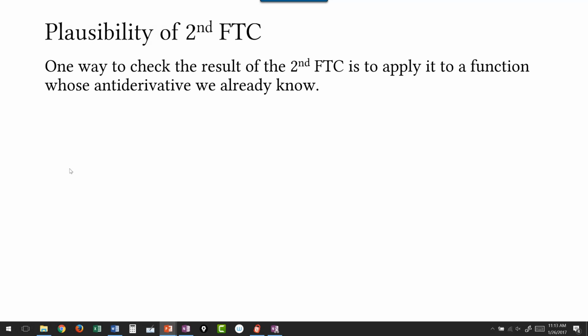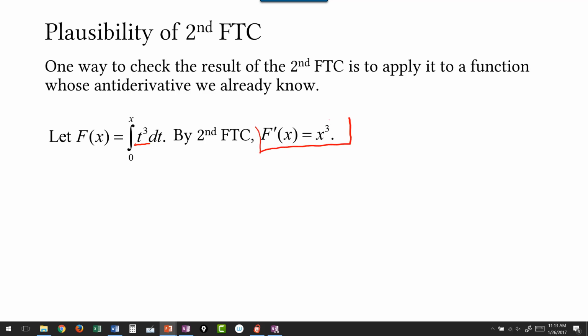So the second fundamental theorem can take a little getting used to. One thing that can be useful is to check it using a function whose antiderivative we can find in the usual way. So if we start with capital F of x, defined to be the integral of t cubed dt, then the second fundamental theorem says automatically we know that capital F prime is x cubed.